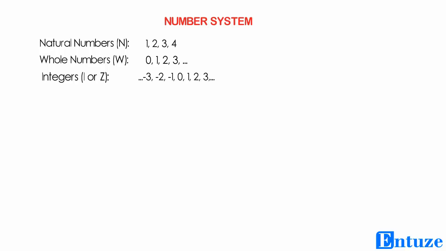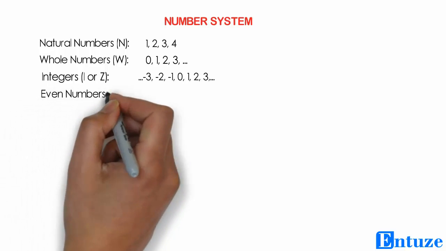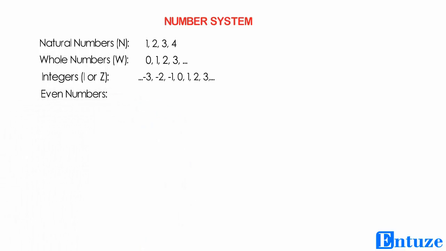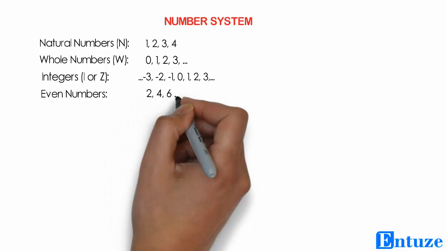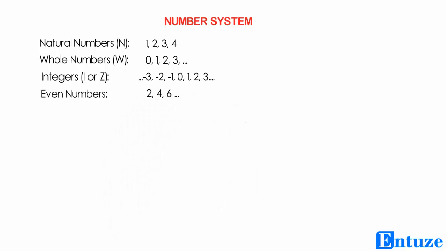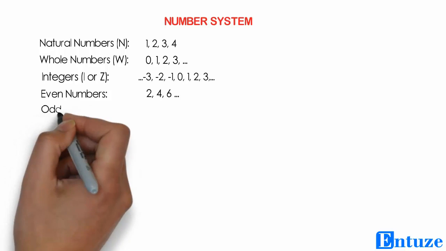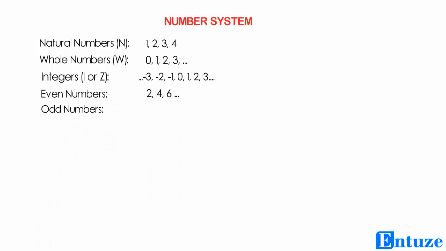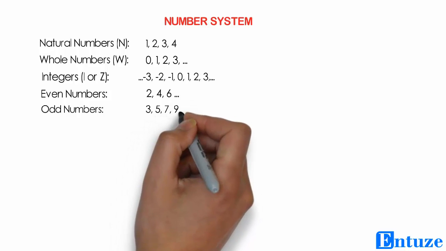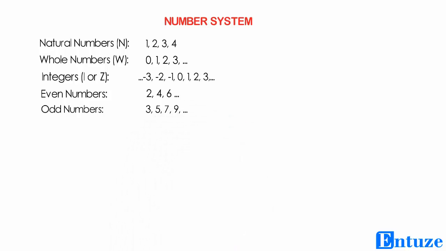Next type of numbers is called even numbers. You know that even numbers are nothing but the numbers which are divisible by 2. So examples are 2, 4, 6 and so on. These are called the even numbers. Next type of numbers is called odd numbers. The numbers which are not divisible by 2 are known as odd numbers. So examples are 3, 5, 7, 9 and so on.